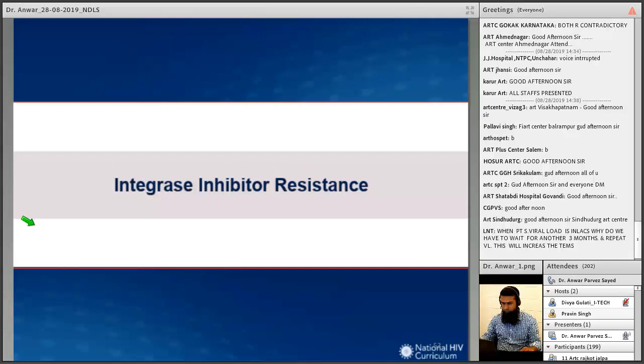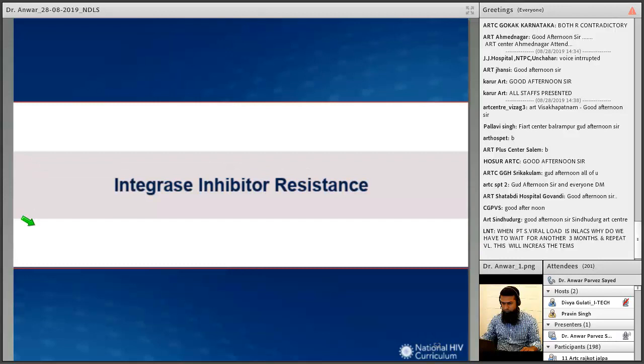There is a question: when the patient's viral load is in lakhs, why do we have to wait another 3 months and repeat the viral load? This will increase the TAMs. I agree with you to some extent, but there is a problem there because we are taking our cutoff as 1000. We are not aiming at undetectable viral load to define viral load suppression.